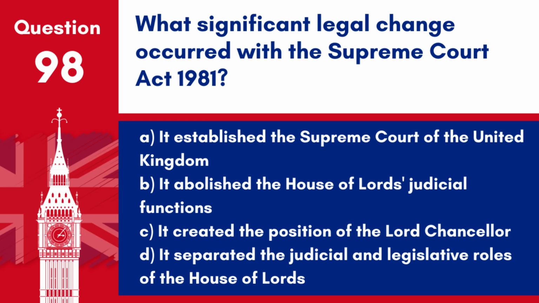Question 98. What significant legal change occurred with the Supreme Court Act 1981? A. It established the Supreme Court of the United Kingdom. B. It abolished the House of Lords' judicial functions. C. It created the position of the Lord Chancellor. D. It separated the judicial and legislative roles of the House of Lords.